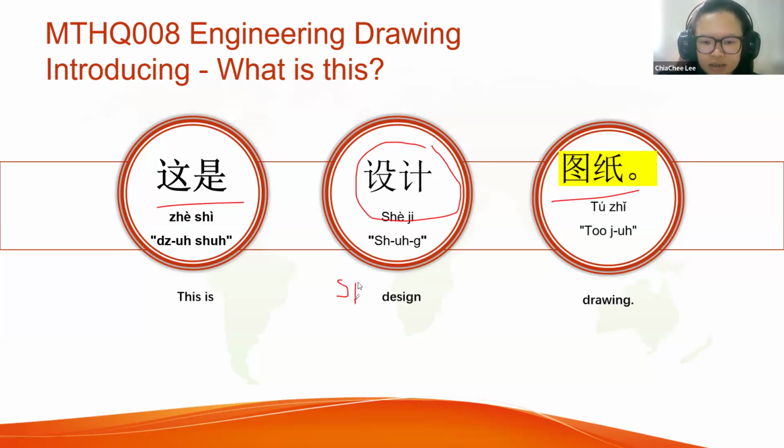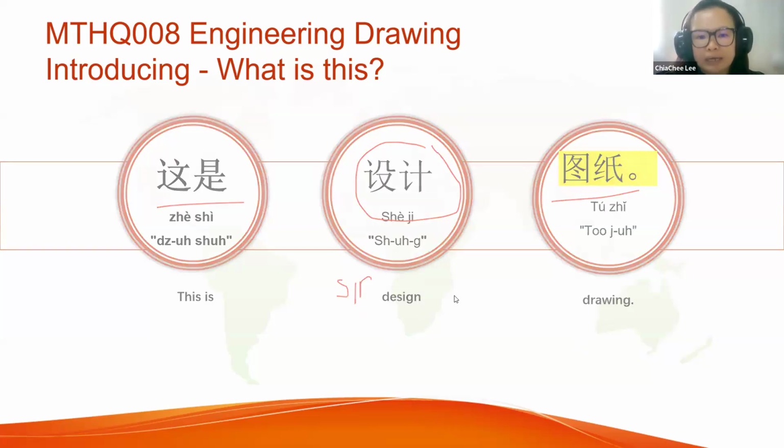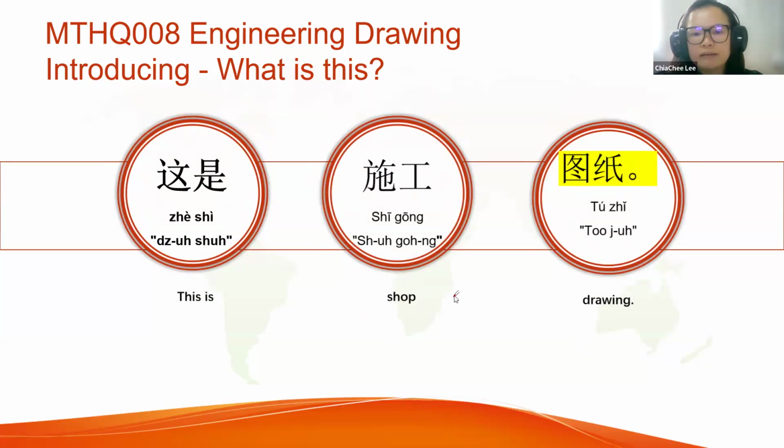Remember the tone. 设计 is like EFG, design drawing, 设计图纸. 这是设计图纸. Or you want to specify it? Well, I've done reading this issue for construction drawing. Now I'm reading this or doing this shop drawing.